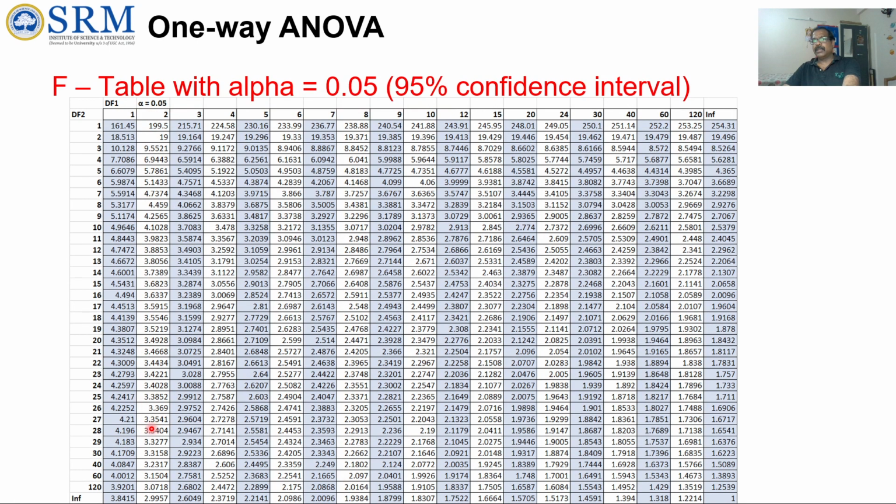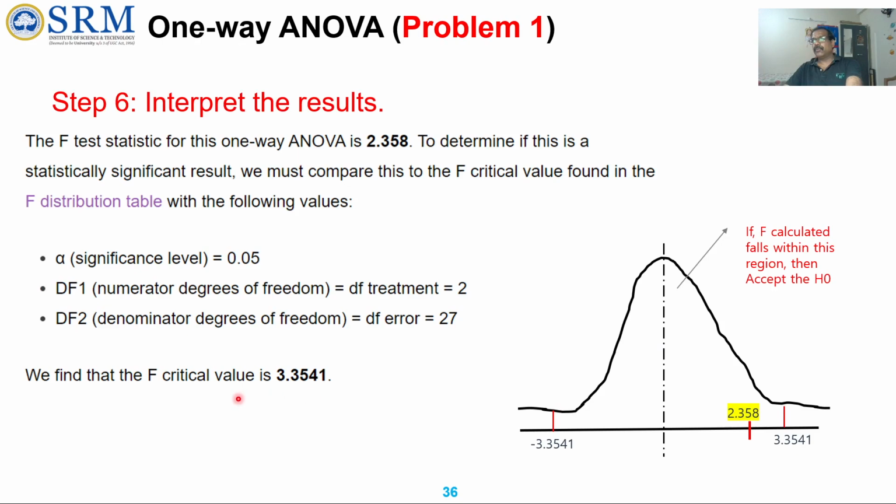For 2, 27, if we refer to the table, we get 3.3541. The value which we calculated is 2.358, which is within that bell curve. So we can say that there is no significant difference in the means, and we accept the null hypothesis and reject the alternate hypothesis. Accepting the null hypothesis means the means are the same. There is no significant difference. Even though we are teaching group 1, group 2, group 3 with different methodology, their performance is the same. That is the outcome.